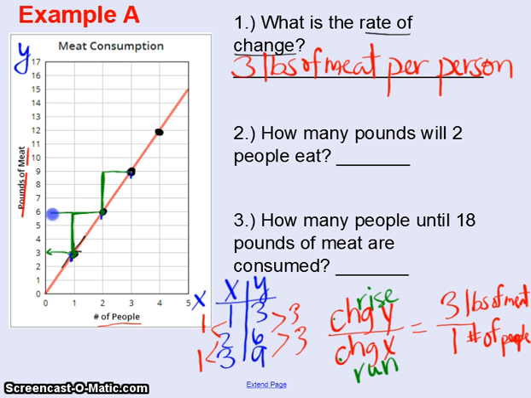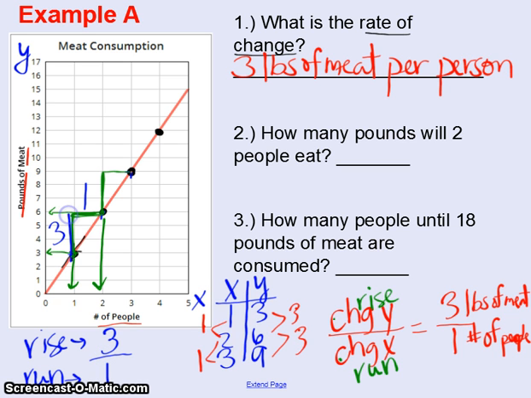From 3 to 6, how far did I rise? Well, I rose 3. So my rise is 3. And then how far did I run? So here's my run going horizontal from 1 to 2. How far did I run? Well, I only ran 1. So my run is 1.